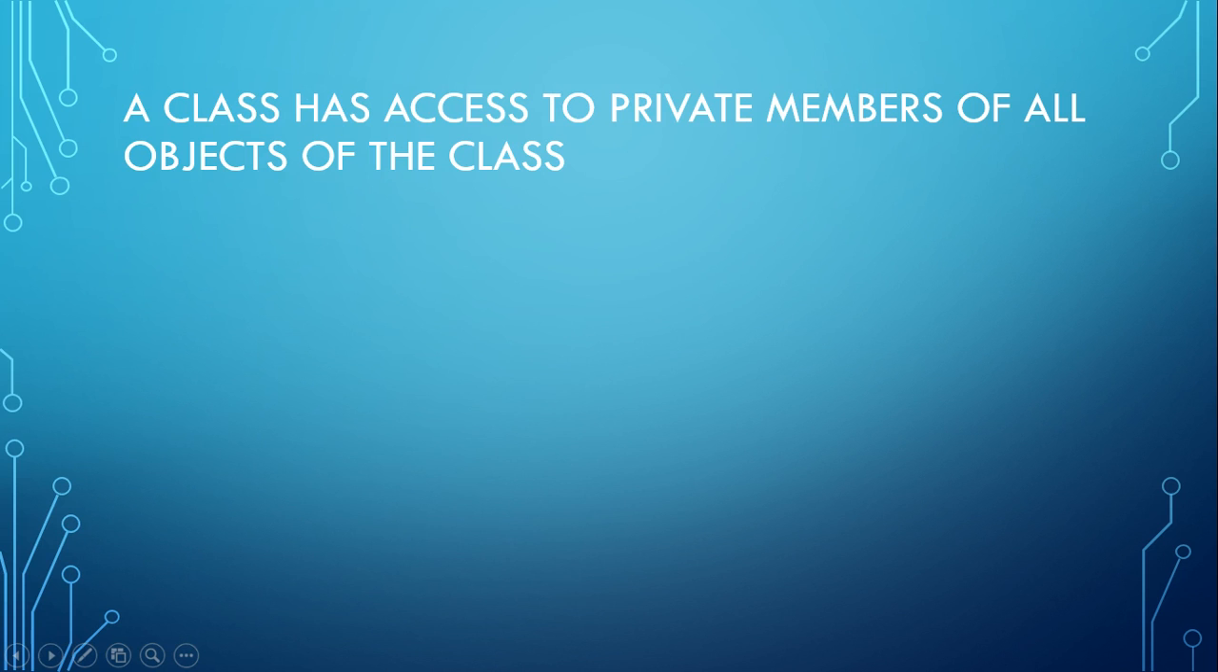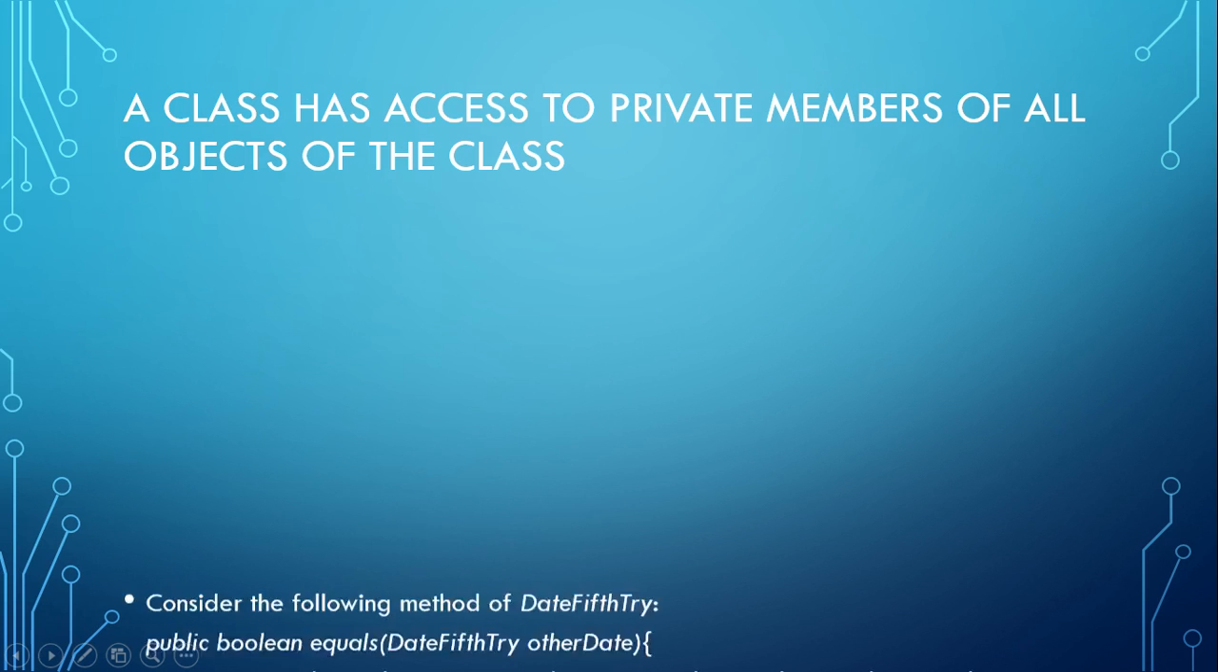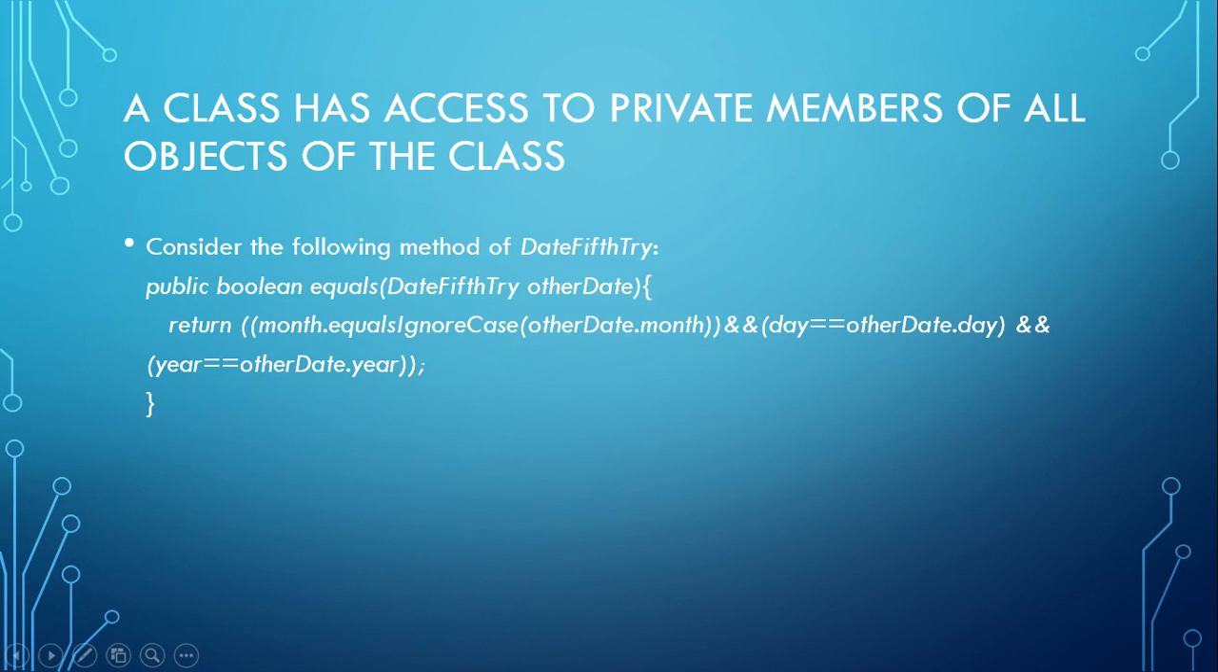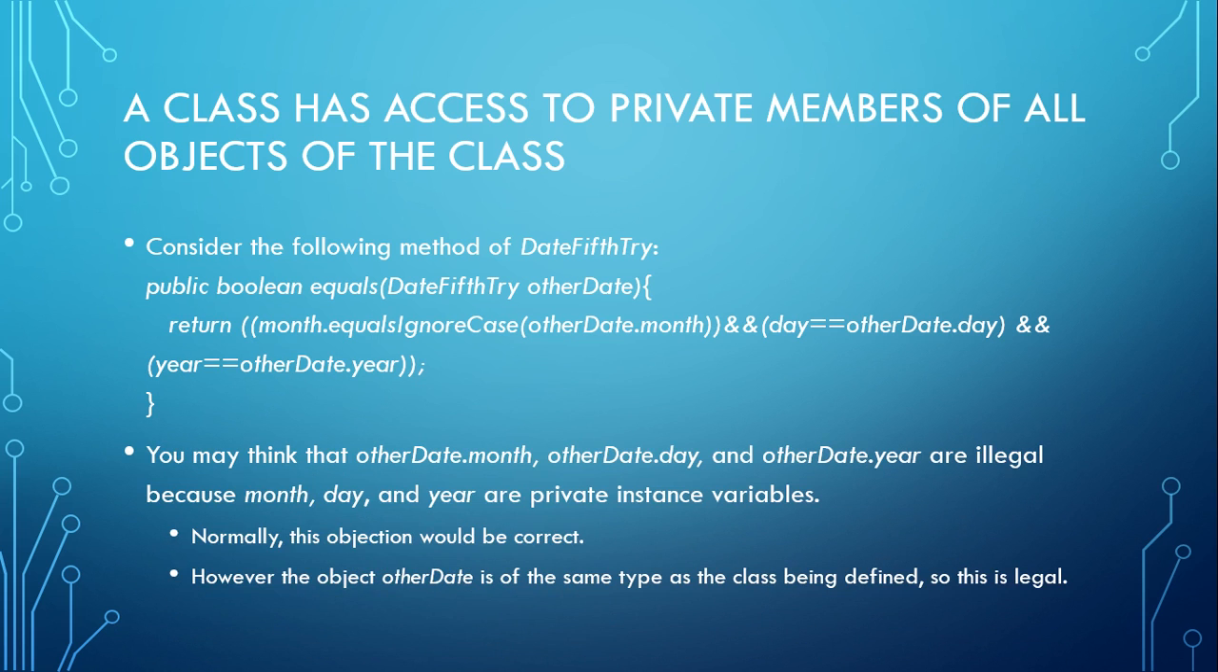All right, the class has access to private members of all objects of the class. So let's consider the following method of DateFifthTry. Public boolean equals(DateFifthTry otherDate): return month.equalsIgnoreCase(otherDate.month) && day == otherDate.day && year == otherDate.year. So looking at this, you may think, well, otherDate.month, otherDate.day, and otherDate.year are legal because month, day, and year are private instance variables.